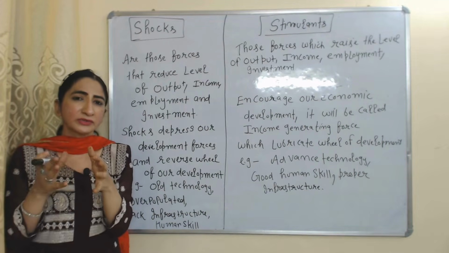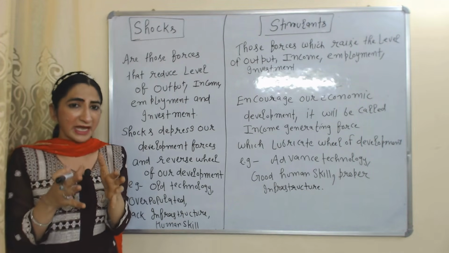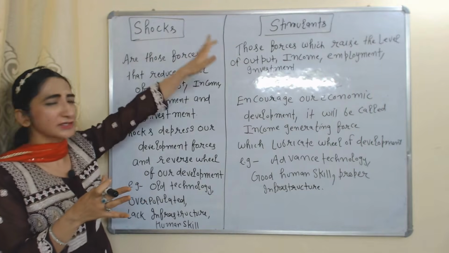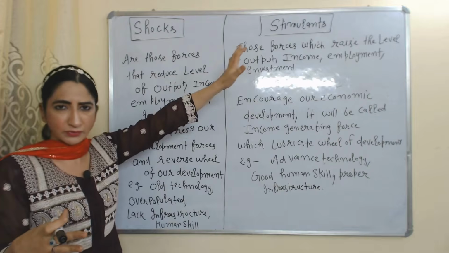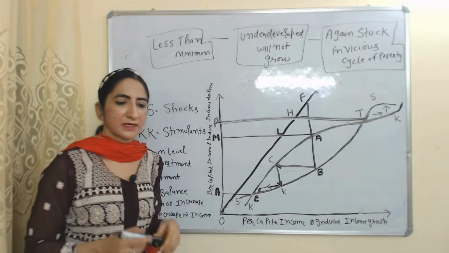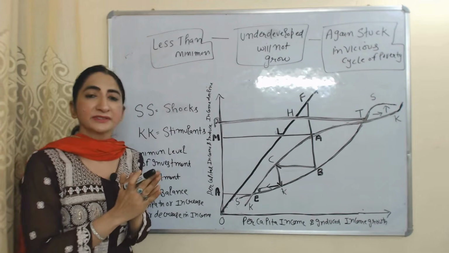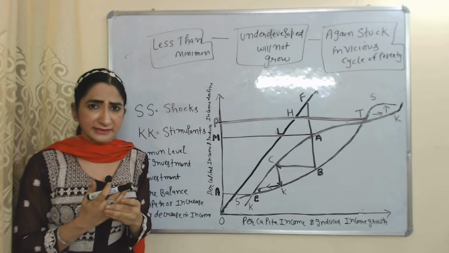And according to this theory, underdeveloped countries have a stronger impact of shocks than stimulants. On the other hand, developed countries have a stronger impact of stimulants than shocks. Now, with the help of this diagram, we will clearly understand this theory.